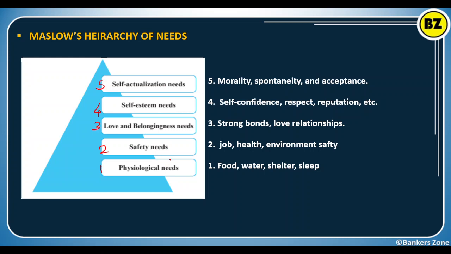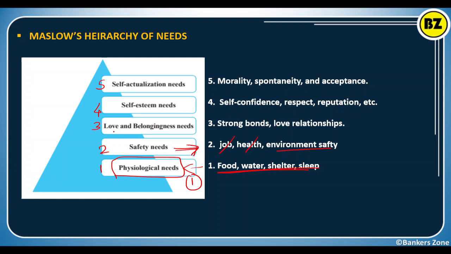So friends, what do you mean by physiological needs? Physiological means basic needs like food, water, shelter, sleep. These are the physiological needs, very basic needs. Now what are the safety needs? For example, it may be job safety, health safety, environment safety. These can be the safety needs.